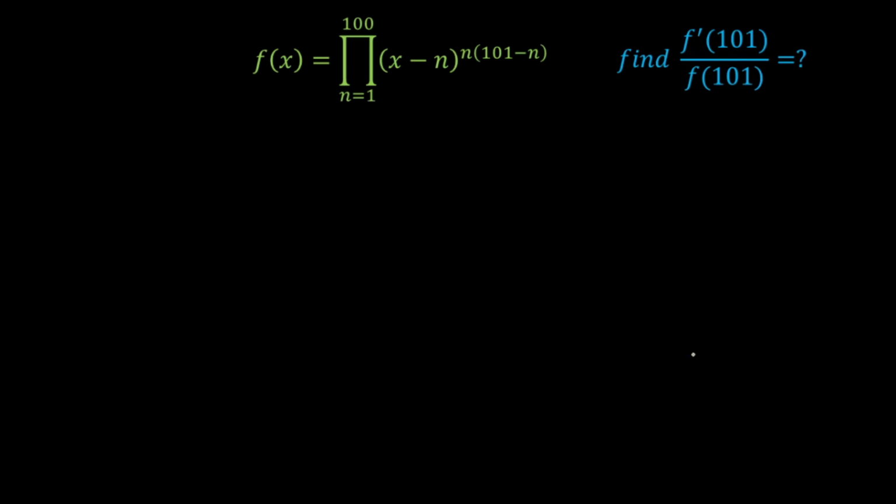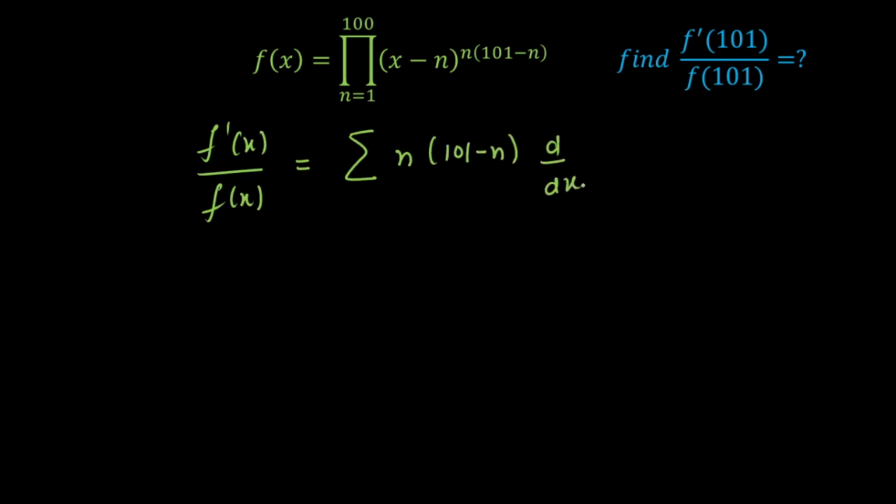In the previous slide we differentiated after taking log on both sides. After differentiation we got the left hand side as f dash of x divided by f of x, equal to the summation of n into (101 minus n) and d by dx, that is the differentiation of ln of (x minus n). As you can see, the summation depends on the value of n, and the differentiation is with respect to x, so I can take the differentiation inside the summation. Now we have to differentiate this expression.